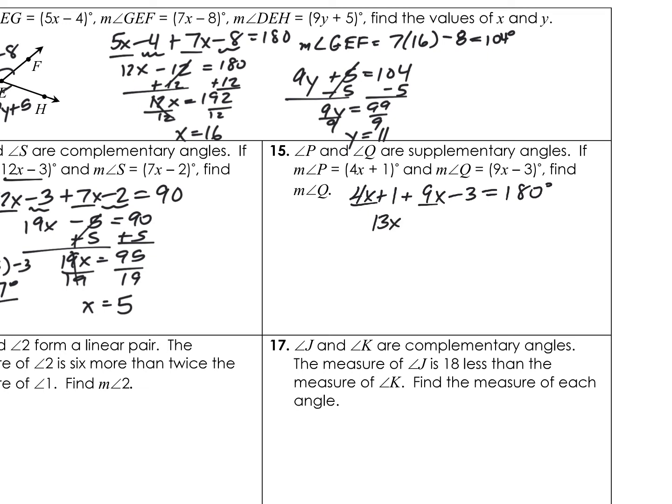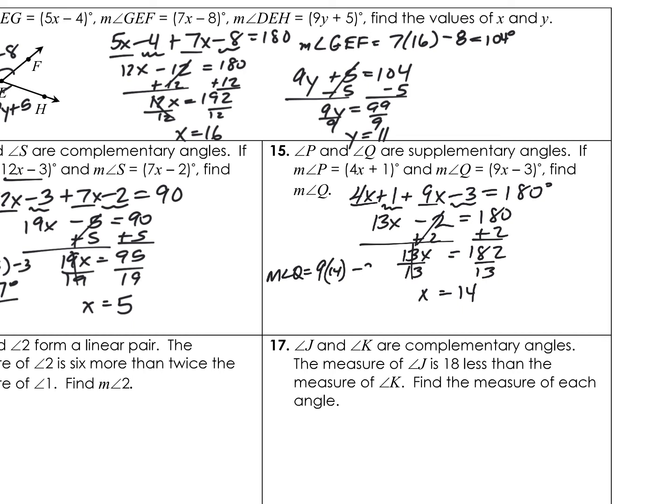Combine like terms, that's 13x minus 2 equals 180. Add 2 to both sides as we start to solve for x. Isolate the variable. And then divide by 13. 182 divided by 13 is equal to 14. And if x equals 14, then the measure of angle Q is equal to 9 times 14 minus 3. And 9 times 14 minus 3 is 123 degrees.